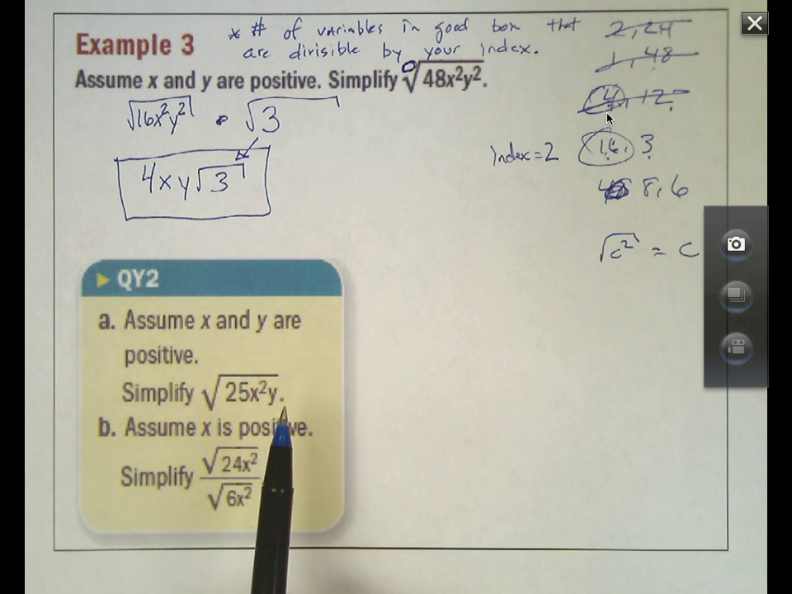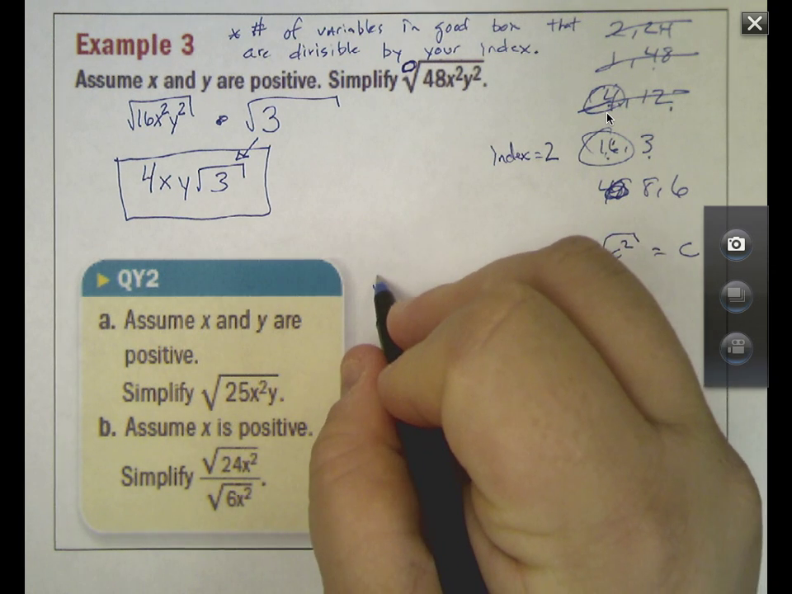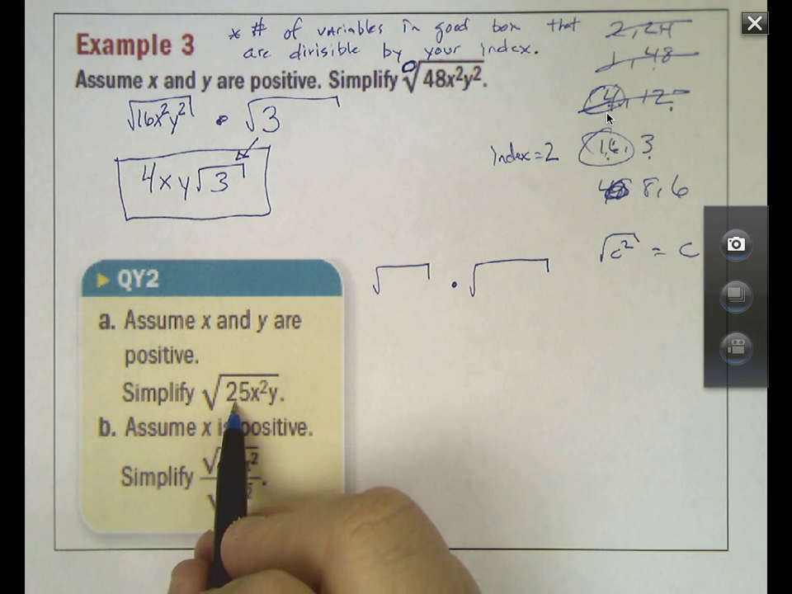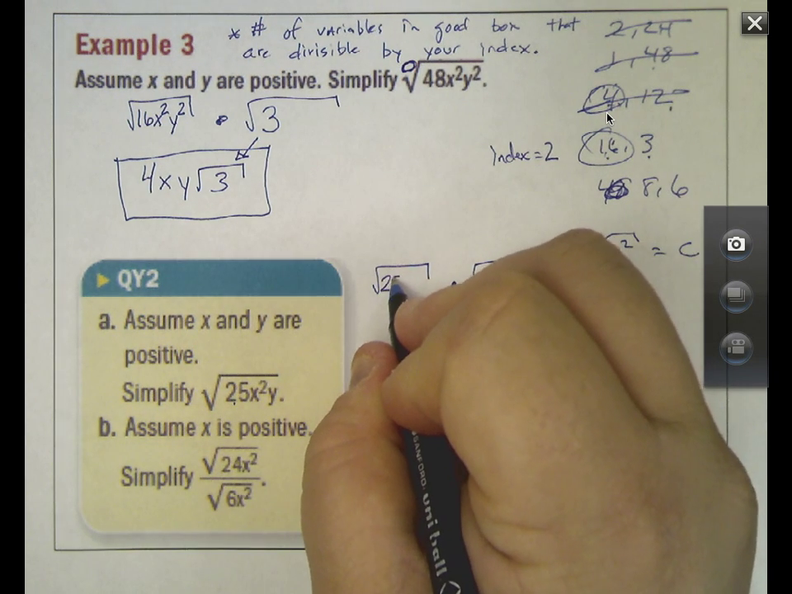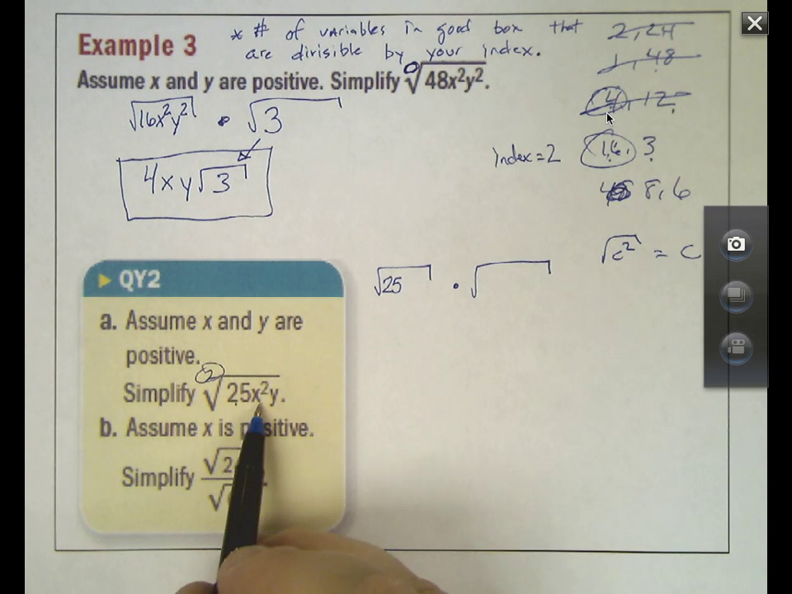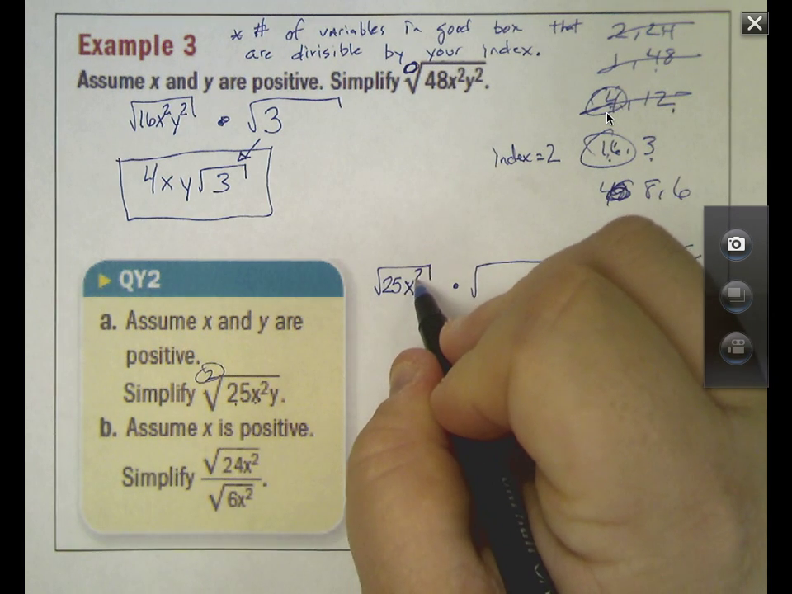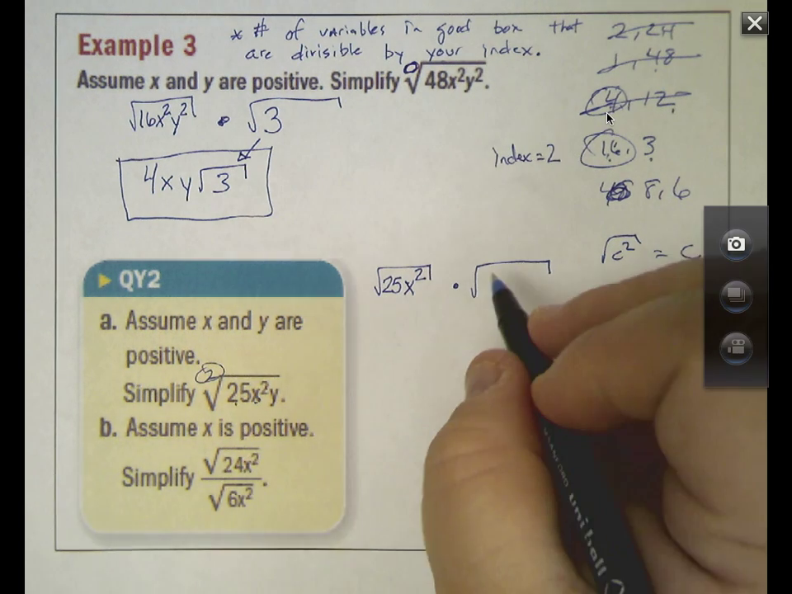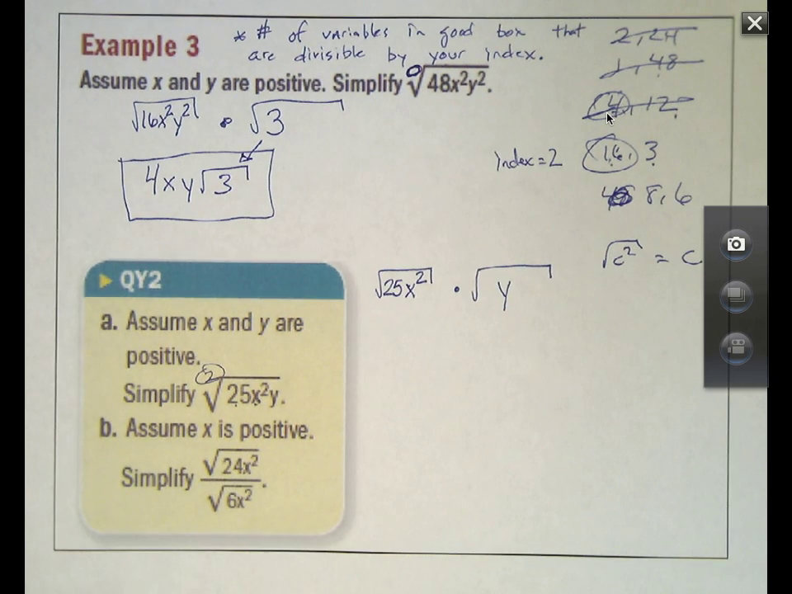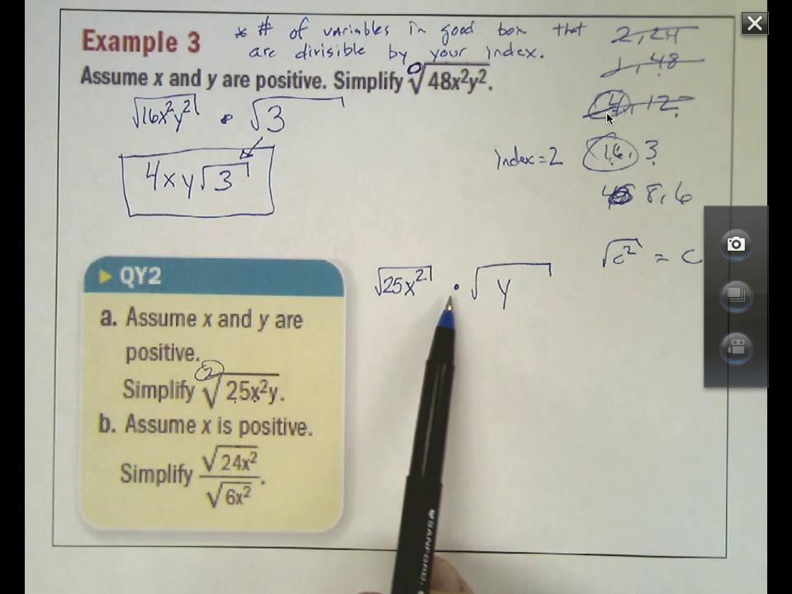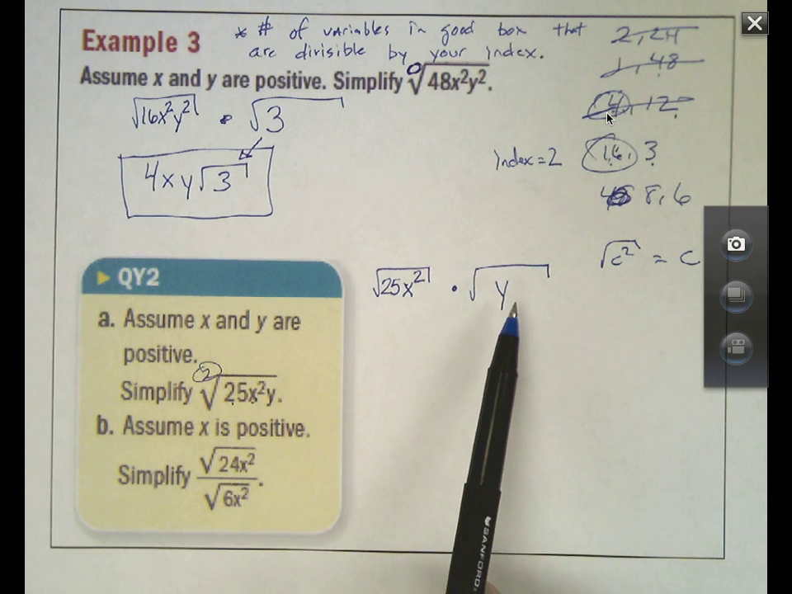Let's look at Quiz Yourself 2. Assume x and y are positive. Simplify the square root of 25 x squared y. Good box, bad box. Can I find the square root of 25? Yeah. So I put 25 in the good. My index is 2. So I have an x squared. So I'm going to put all of them in my good. I only have 1 y. So that goes in my bad box.